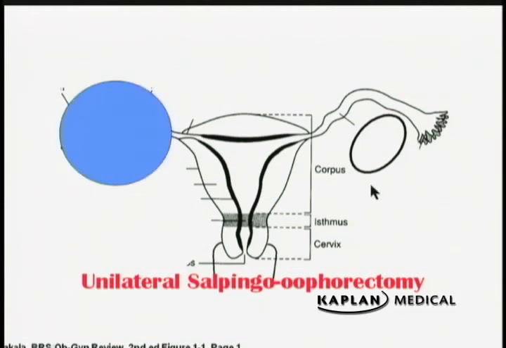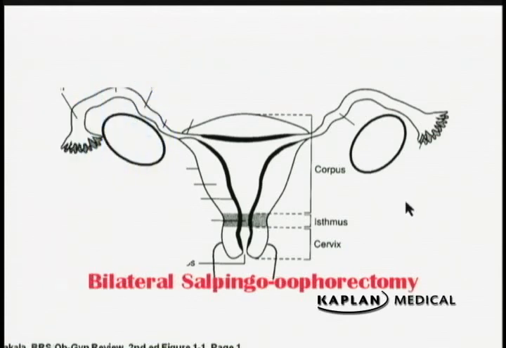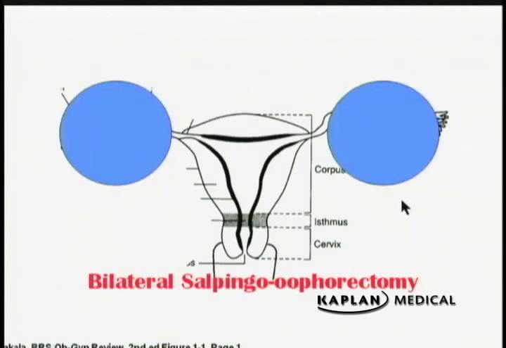If we do a bilateral salpingo-oophorectomy, we will take out both tubes and ovaries and leave the uterus and cervix in place. This is rarely done unless there are significant adhesions and in vitro fertilization is going to be performed.